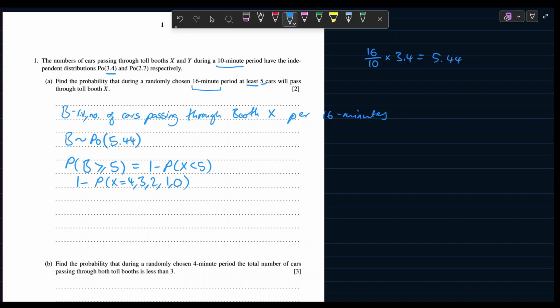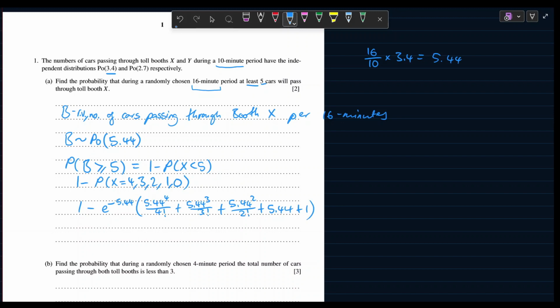Okay, so let's evaluate this. This is 1 minus e to the negative lambda, lambda is 5.44. And then we've got probability that B is 4. That's 5.44 to the 4 over 4 factorial. Plus B is 3. That's 5.44 to the 3 over 3 factorial. Plus B is 2. That's 5.44 to the 2 over 2 factorial. B is 1 is just 5.44. And B is 0 is just 1.